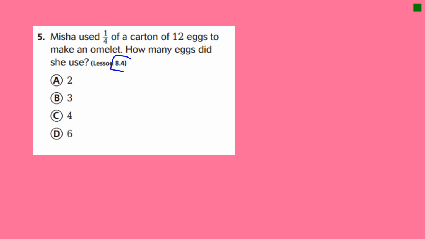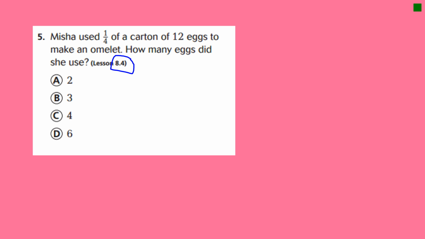Let's see what the review is now. This goes back to Chapter 8, Lesson 4. More fraction stuff. All right, let's see what it says. Misha used 1/4 of a carton of 12 eggs to make an omelet. How many eggs did she use? So this is like an equivalent fraction situation here.